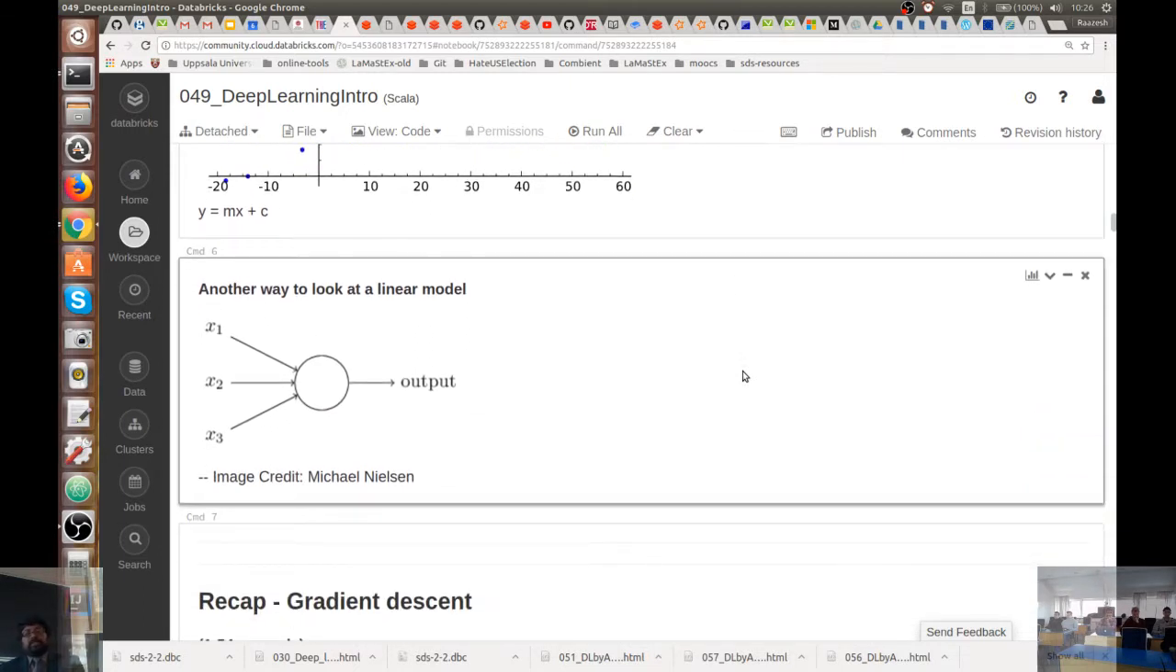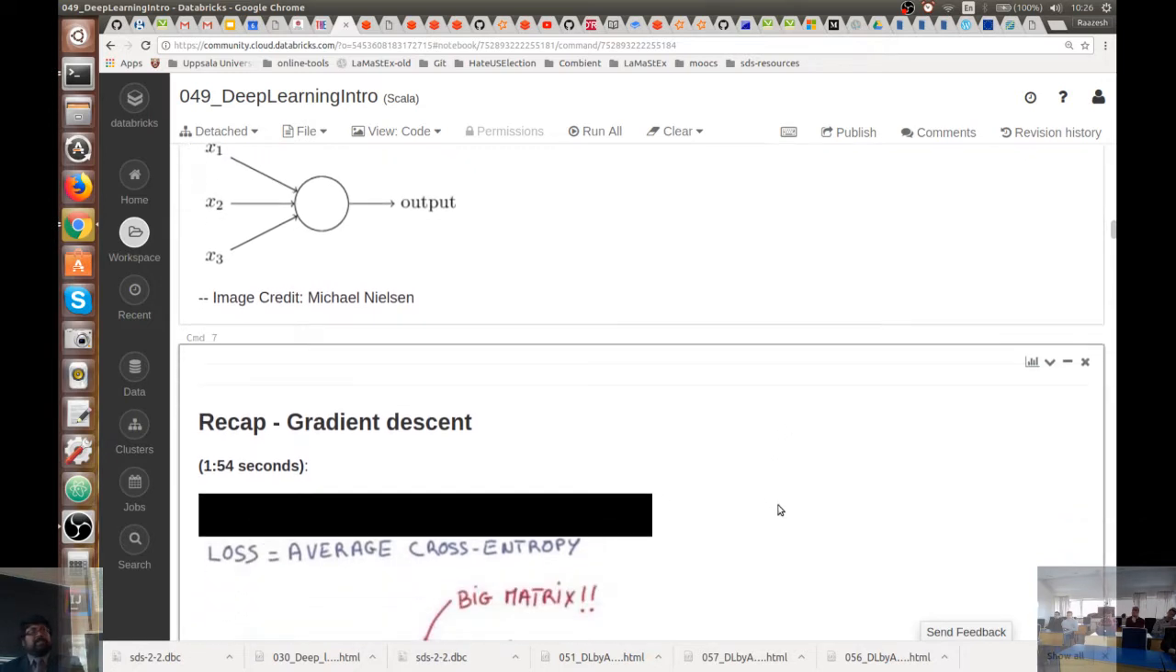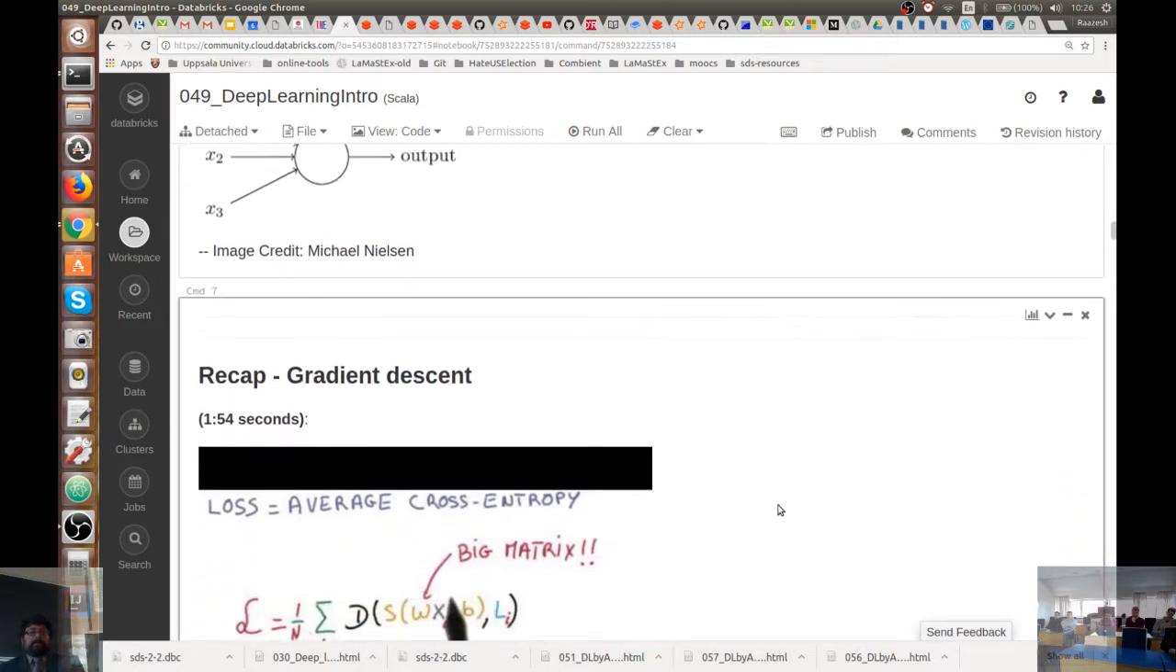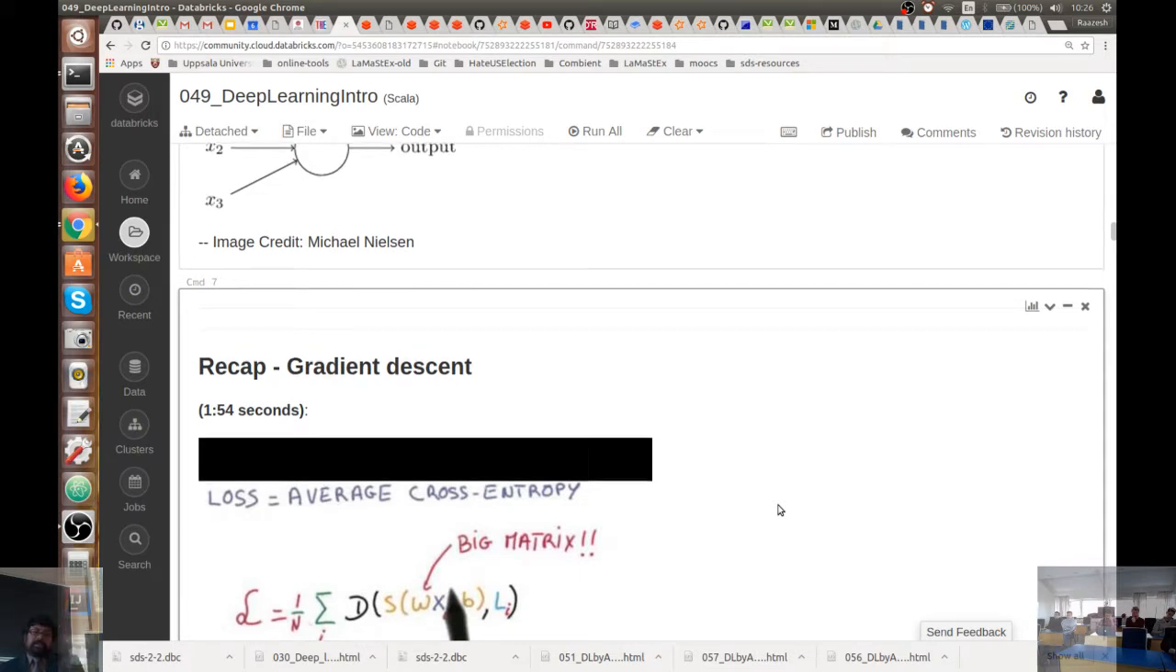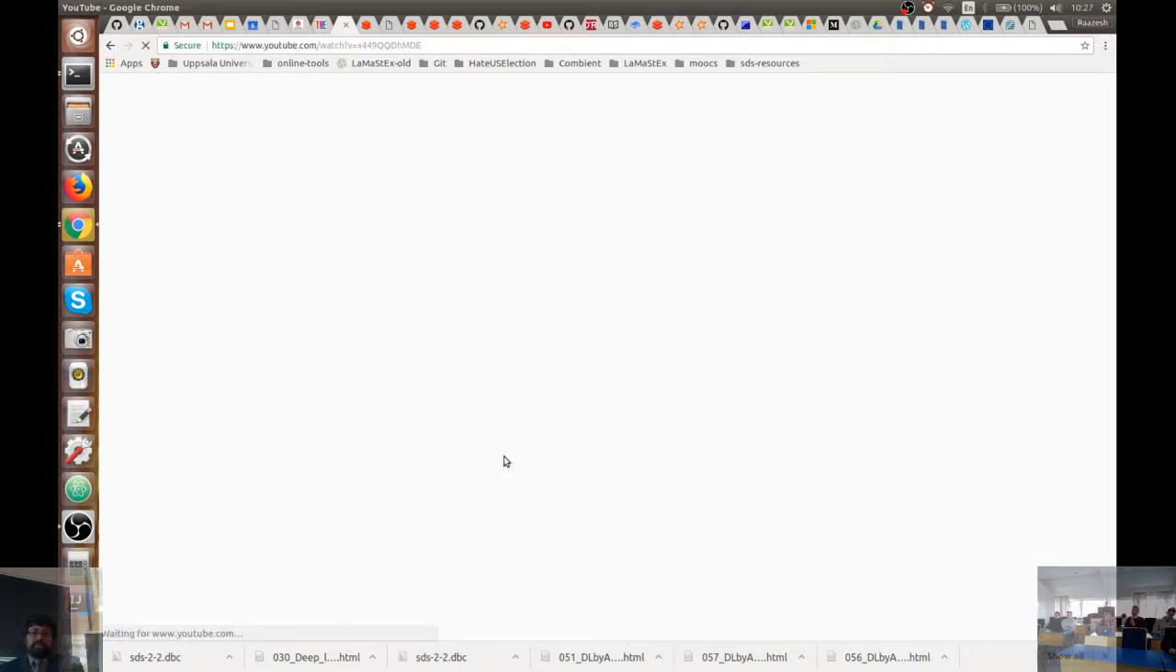So again, we saw this. Another way to look at a linear model is simply this: x1, x2, x3 multiplied by weights and added up. Basically that gives you a linear model. This was the first image in Adam's intro, which I think is good, but he does assume that you already know a little bit of data science and machine learning. So now let's watch this. It's important because there are new concepts here which we haven't seen.